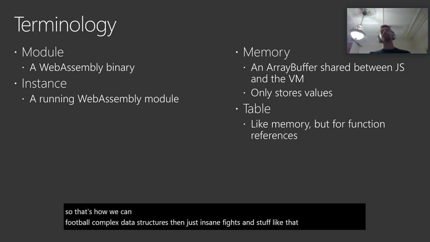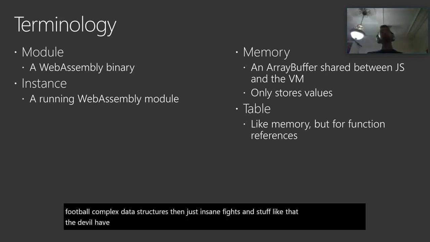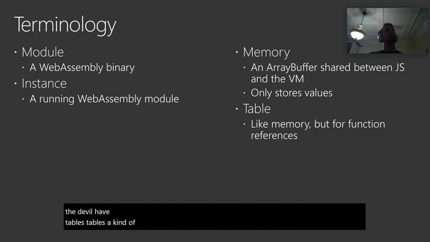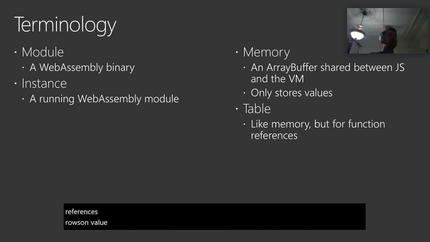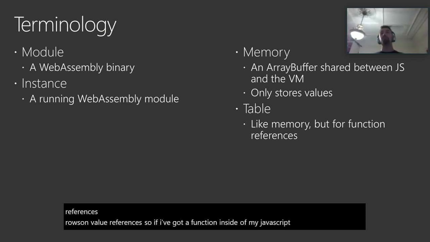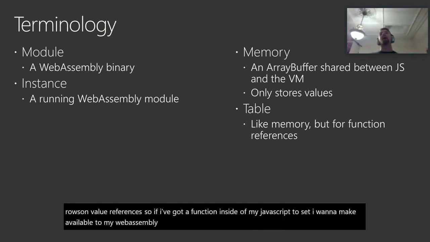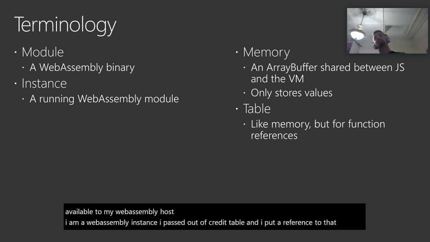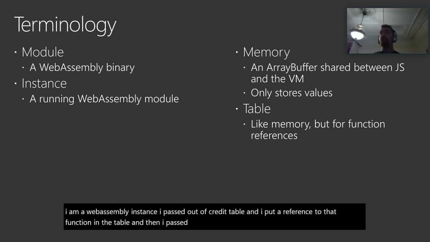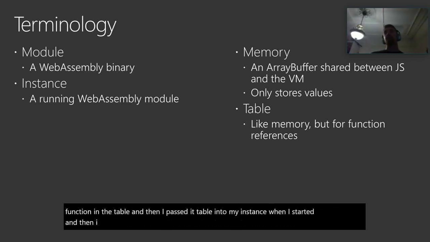But then we also have tables. Tables are kind of like memory in WebAssembly, but they're designed to pass in function references rather than value references. So if I've got a function inside of my JavaScript host that I want to make available to my WebAssembly host, my WebAssembly instance, I create a table. I put a reference to that function in the table, and then I pass that table into my instance when I start it, and then I can access that inside of my WebAssembly application.